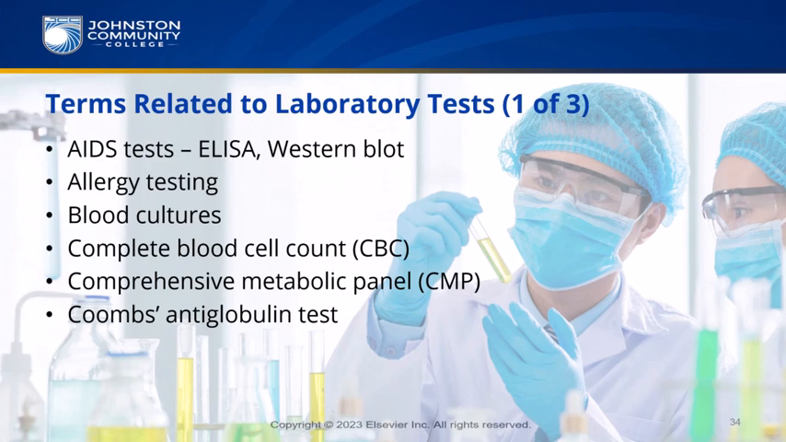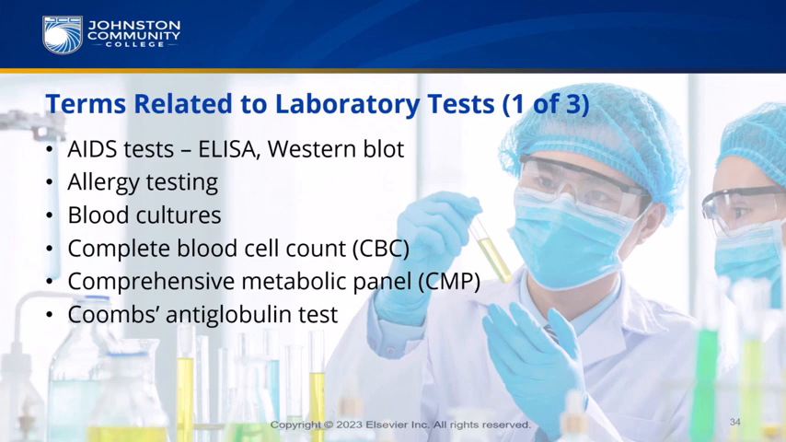Antibody tests such as the ELISA test and the Western blot test are done to detect the presence of HIV types 1 and 2. Allergy testing is a series of tests involving a patch, scratch, or intradermal injection of an attenuated amount of an allergen to test for hypersensitivity.